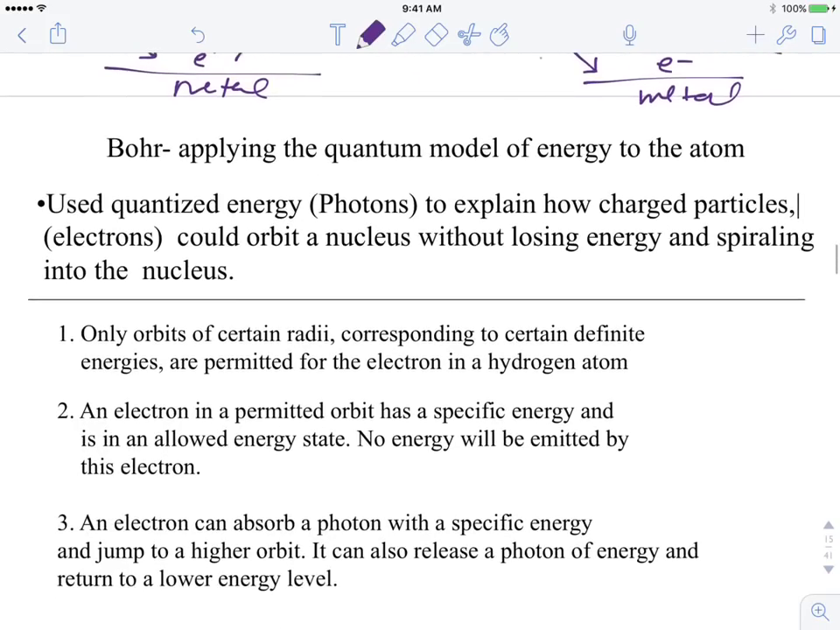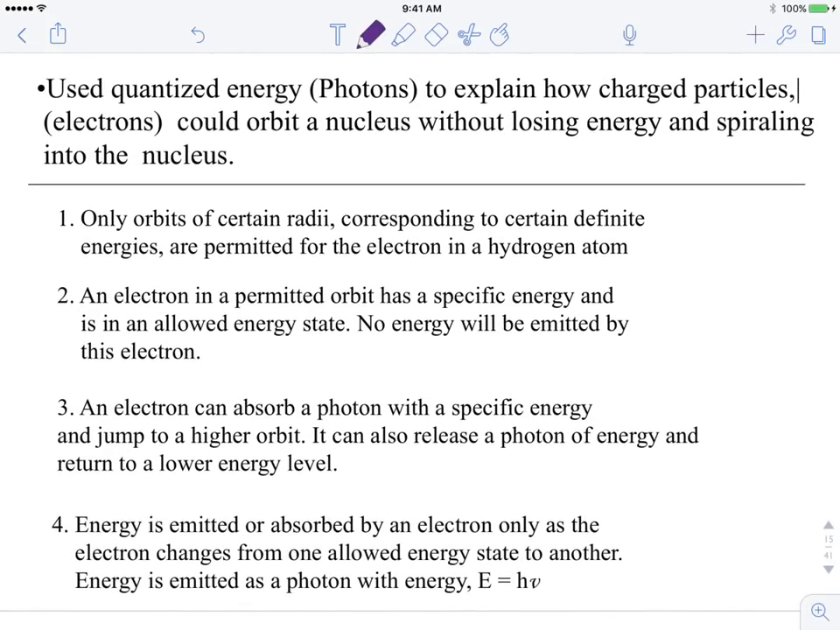Here are the ideas behind his model. Electrons are in orbits of certain radii. Those correspond to certain energies. So if I were to have my nucleus, I would have an electron in an orbit around it. This electron is in this permitted orbit and it has a certain amount of energy.